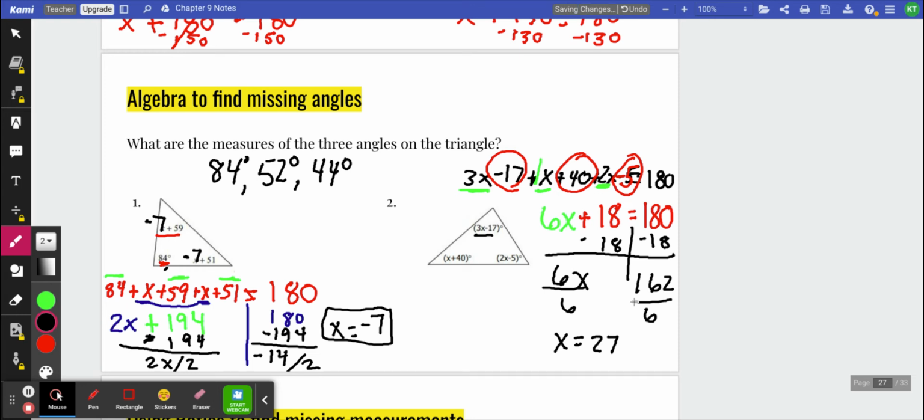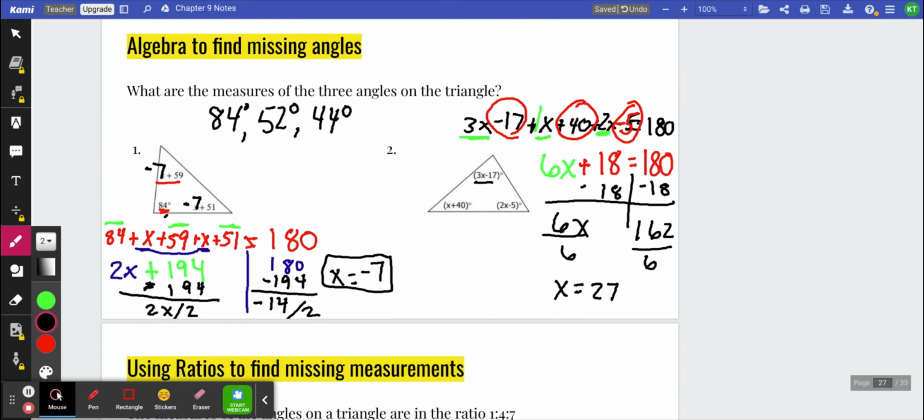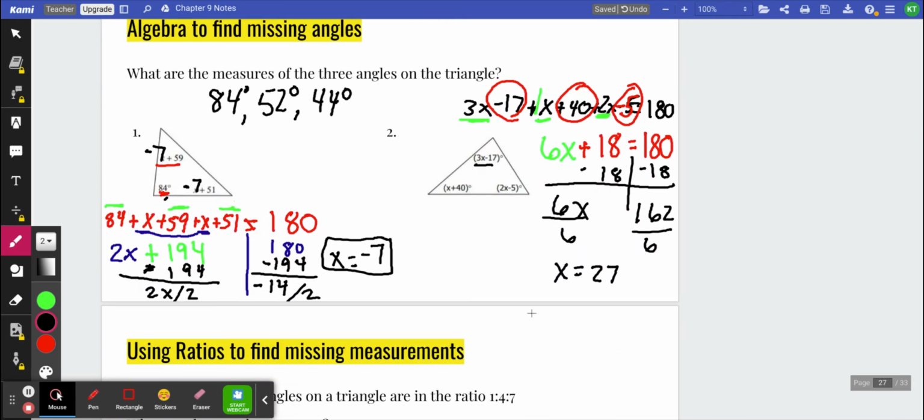Now, if we look up here at our previous examples, right, we're finding just that. We were done. That was the value of x. That was the angle measure. Here, that's not the angle measure, right? It's what x equals. So I have to plug that in. So here I'd have to do 27 plus 40. Here I'd have to do 2 times 27 minus 5. And here I'd have to do 3 times 27 minus 17.